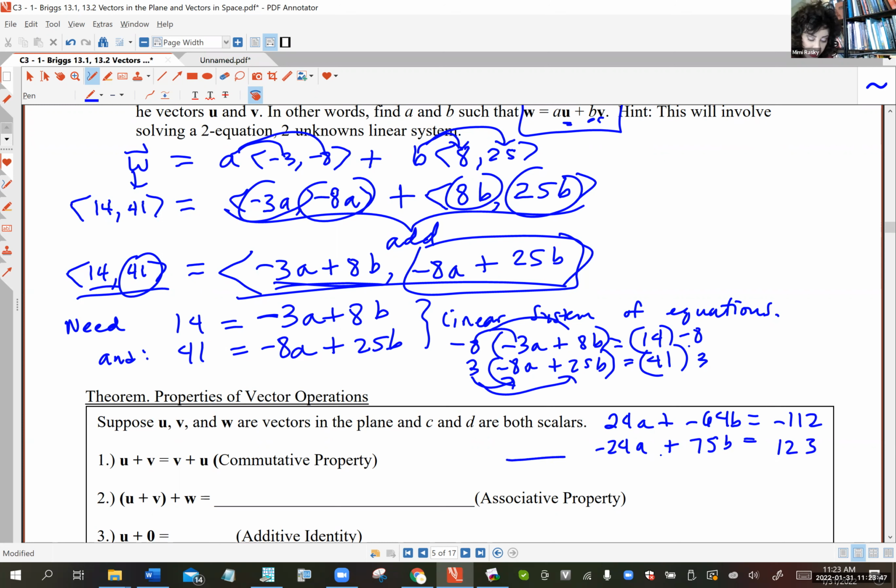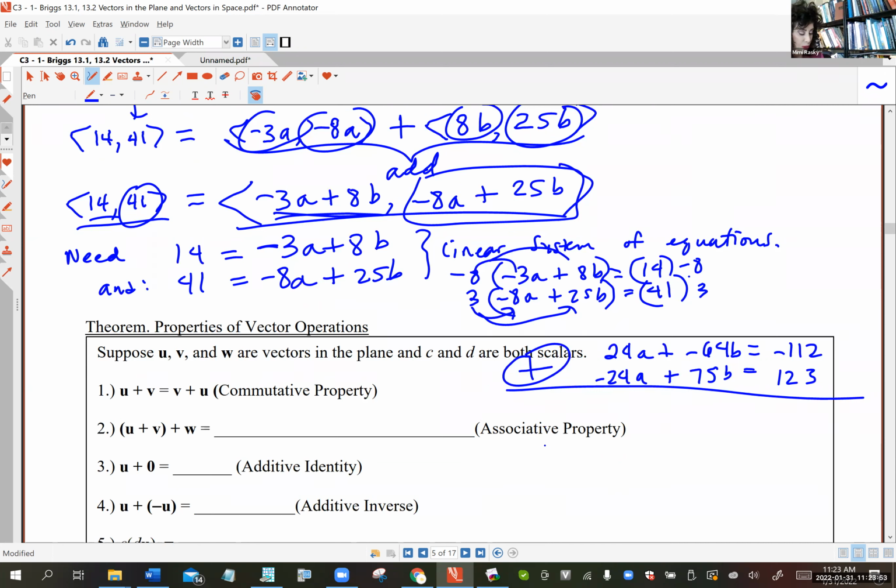I eliminate the A, and -64 plus 75 is 11B, and that's equal to -112 plus 123. It's 11. Divide both sides by 11. B is equal to 1.